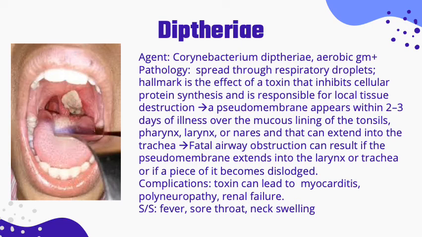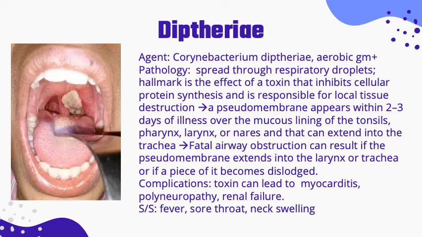Like pertussis, diphtheria is a re-emerging disease previously considered eradicated. Sporadic cases are now being observed globally. The agent Corynebacterium diphtheriae is an aerobic gram-positive bacteria spread through respiratory droplets. The hallmark of this disease will be the production of a toxin which inhibits protein synthesis and destroys local tissue.